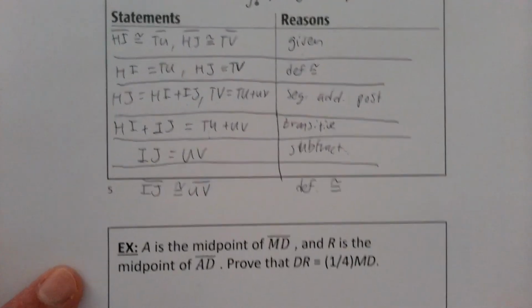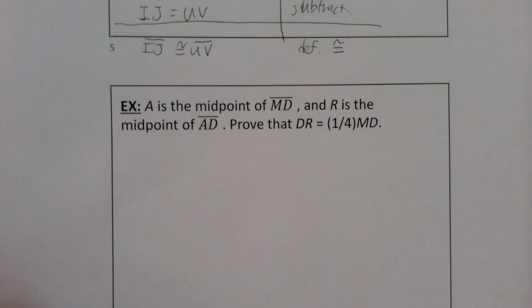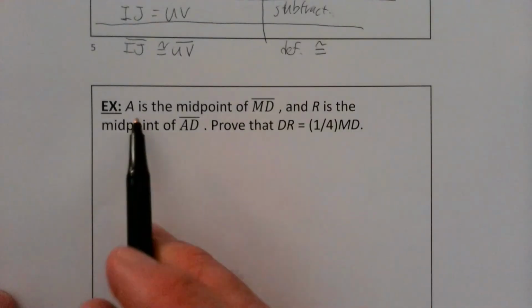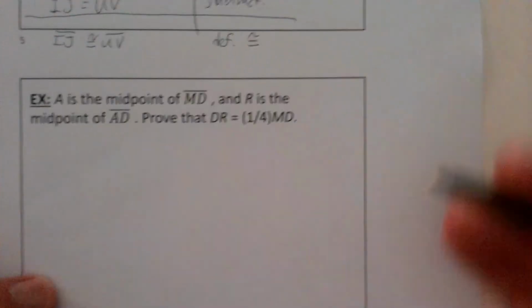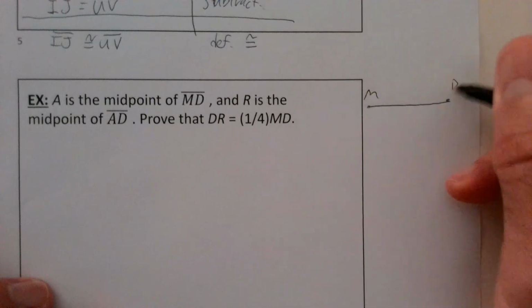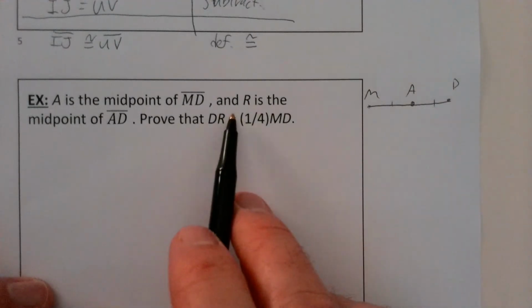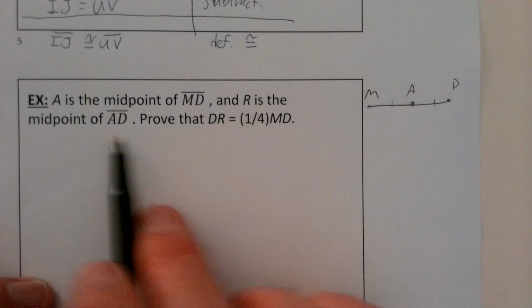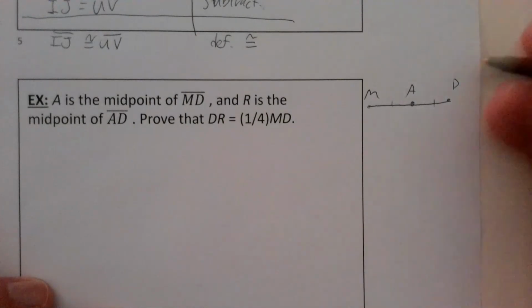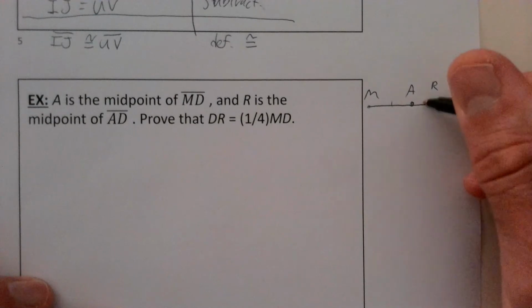The last one, this is the last one we're going to see today. It's kind of tricky because there's no picture. Anytime this happens in our class, you want to draw yourself a picture. So first thing, A is midpoint of MD. I'm going to draw myself just a segment, MD, and I'm going to put A in the middle, and I know that those are congruent. And then tell me R is the midpoint of AD. So if I go to this segment AD I just drew, I'm going to put R right in the middle, and put some tick marks right there.